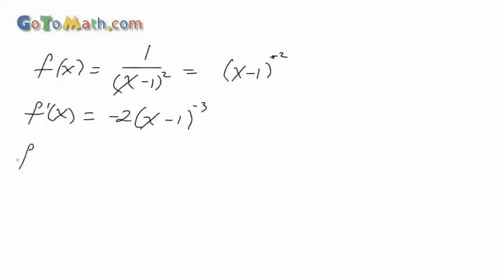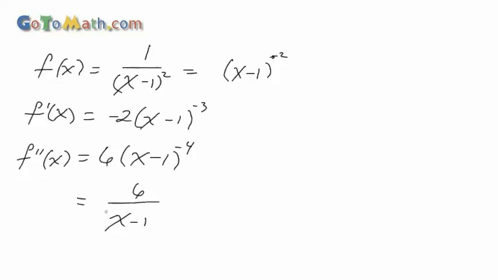Okay, and then we're going to take the second derivative. So we take negative 3, multiply it by negative 2, you get 6. Subtract 1. And of course, the derivative of the inside, bring it out, but it's just 1. Now, let's rewrite this with positive exponents. That means we're going to take that back down into the denominator. F double prime of x.